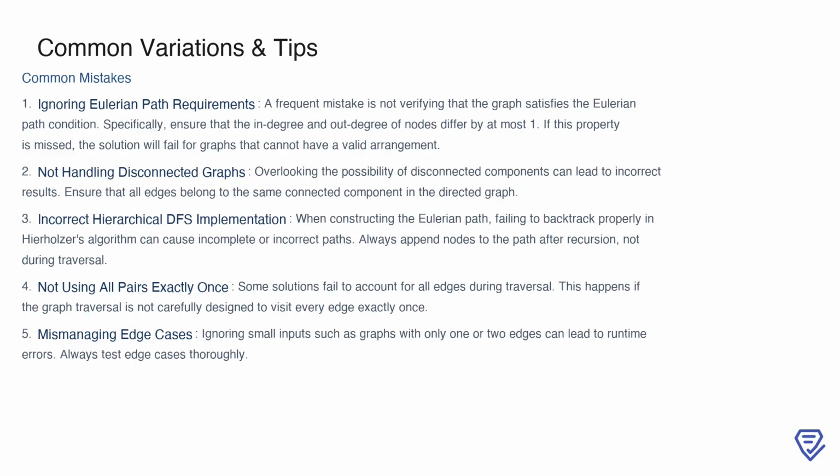Additionally, errors in implementing Hierholzer's algorithm can be tricky. For instance, failing to backtrack properly during the depth-first search can result in incomplete or invalid paths. Always make sure to append nodes to the path after recursion has completed, rather than during the traversal itself. A less obvious but critical mistake is failing to traverse all pairs exactly once. This often happens when the graph traversal isn't designed carefully, leading to edges being skipped. Finally, edge cases like graphs with only 1 or 2 edges are easy to overlook. Testing thoroughly with small inputs is essential to avoid runtime errors or unexpected behavior.